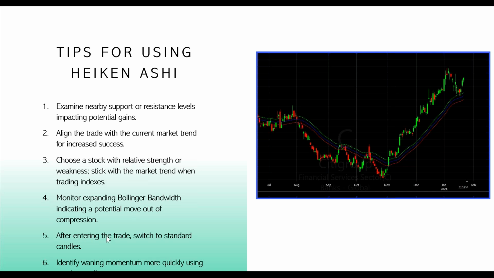After entering the trade, when you're thinking about getting out of a trade, switch back to regular candlesticks. When you're trying to get out of a trade and you're starting to lose momentum, you want to see the momentum being lost more quickly, and you're not going to see it with Heiken Ashi because the candle has to wait for 2 candles. You can get out closer to the high using individual candles, so you switch to the standard candles for that.